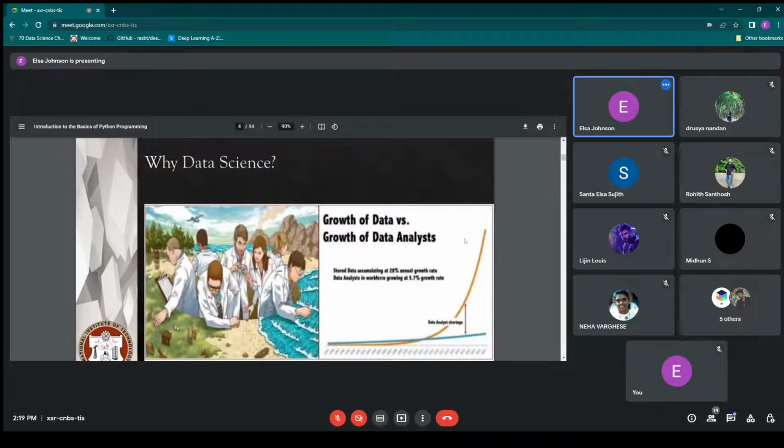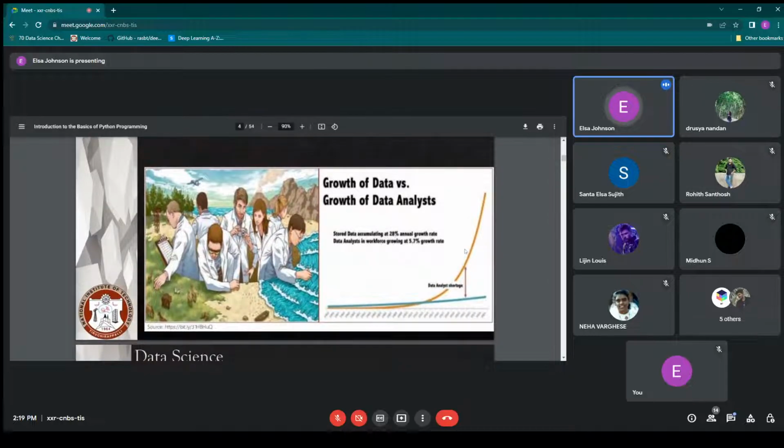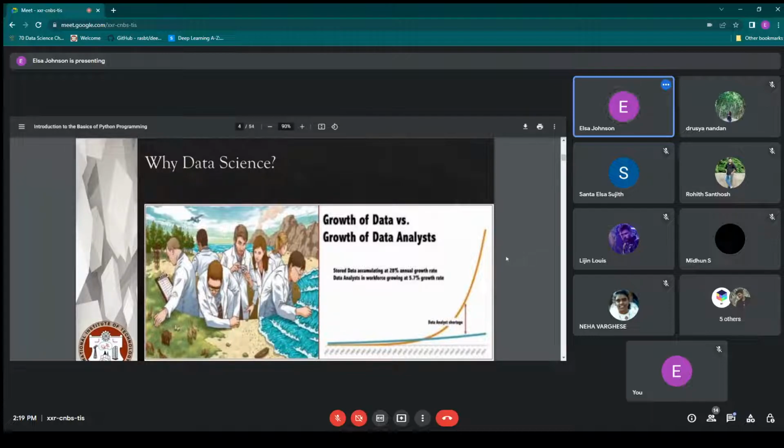Okay. So why am I talking about data science? Why do you have to see this one? According to the present sources available on the internet, you can see that data is growing at an exponential rate. The stored data, which is collected from different sources, is accumulating at a rate of 28 percent annually. It has a 28 percent annual growth rate, whereas data analysts in the workforce are growing at a rate of 5.7 percent. So there is a huge shortage.